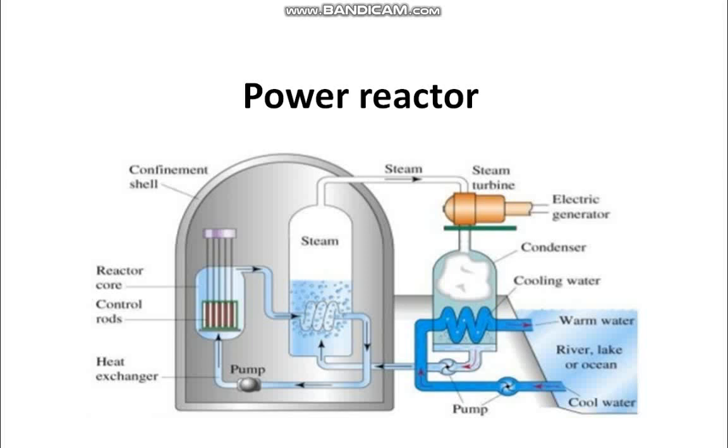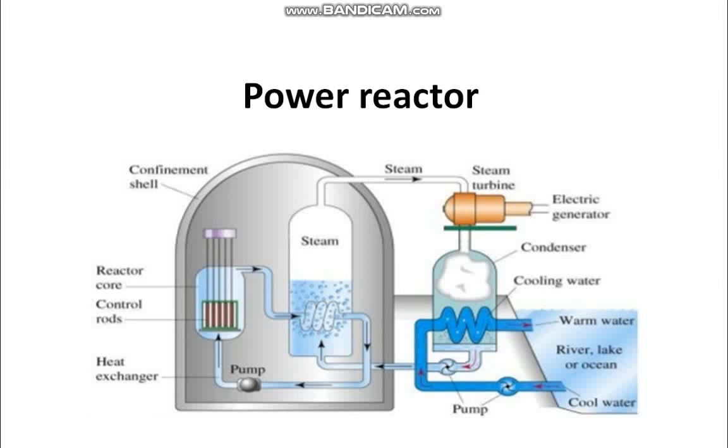This figure shows a power reactor. The control rods regulate the temperature to a predetermined value. If it is desired to bring down the temperature, the control rods are pushed down further so as to absorb more neutrons. If the temperature has to be raised, the control rods are pulled up a little.